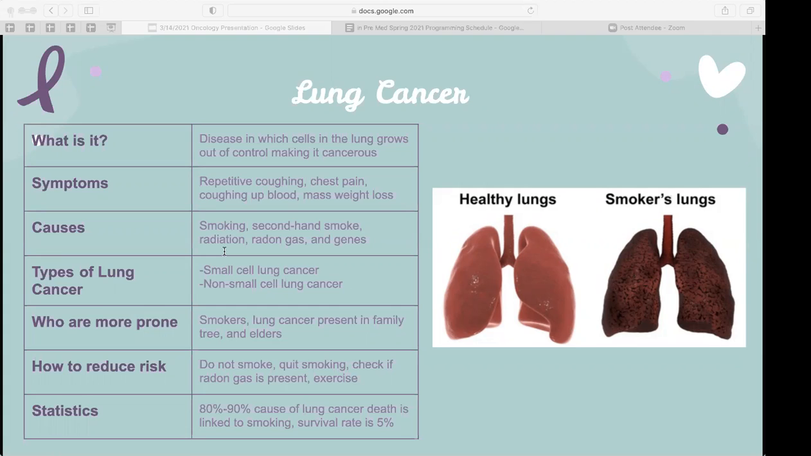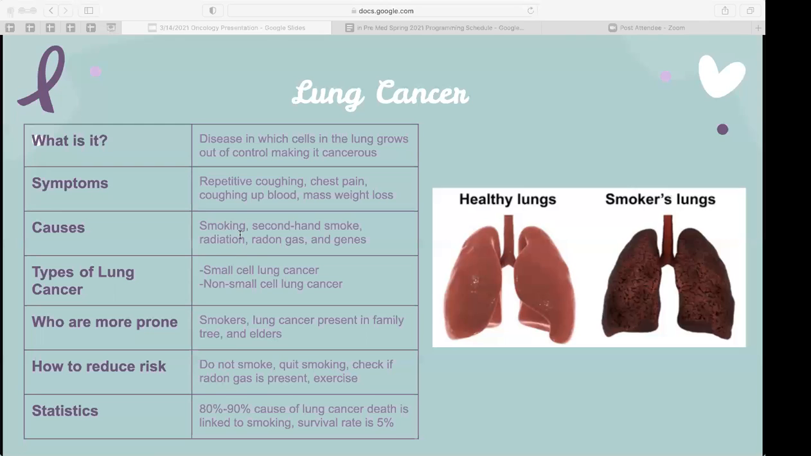All right, so you guys may be wondering who is more prone to lung cancer. Well, I actually kind of stated it before. So definitely people who smoked or people who have ancestors who had lung cancer are at a higher risk of developing this disease. It has also been shown in data that people over the age of 65 are more likely to be diagnosed with lung cancer. So the older you are, the more risk you might be at.